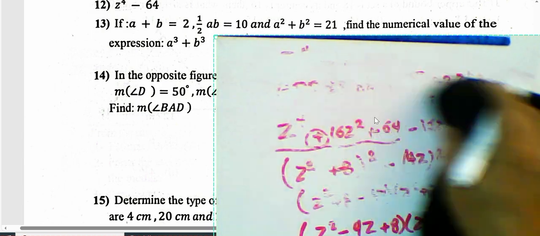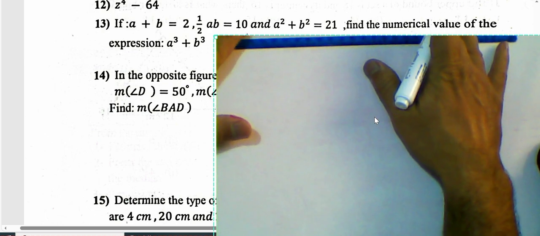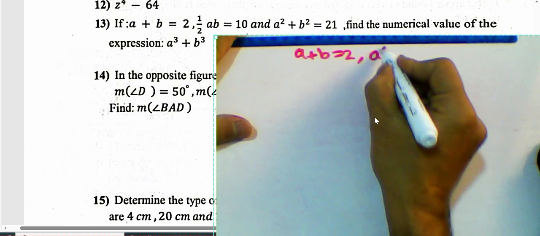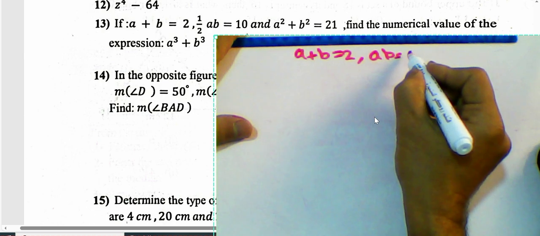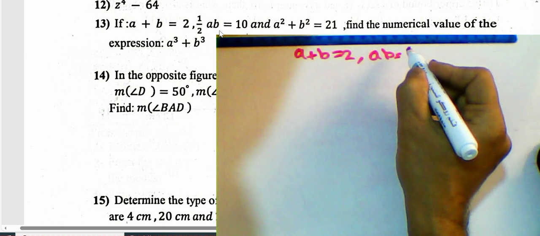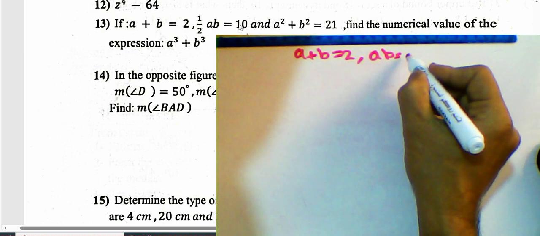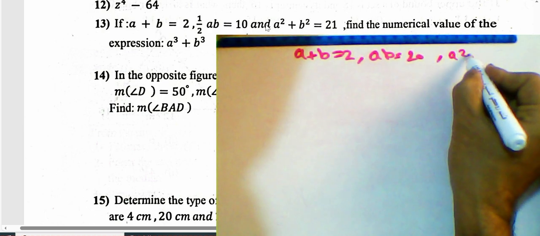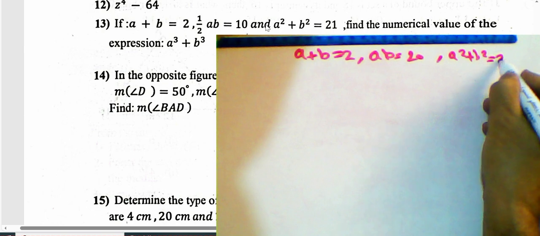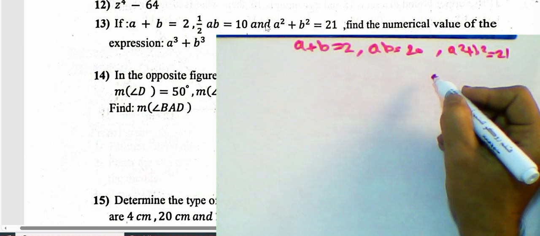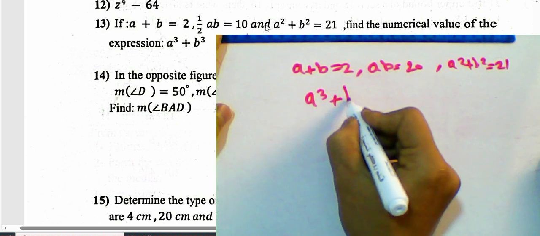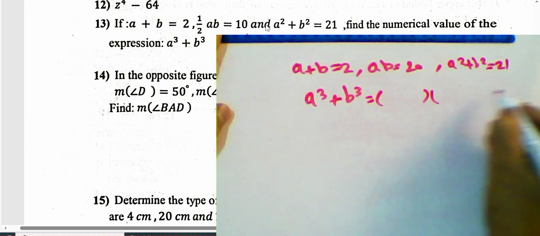We have here information: a plus b equals 2, and half of b equals 10, then a times b equals 20. Look here, half of a equals 10, then b equals 20. Understood? And we also have a power 2 plus b power 2 equivalent to 21. This example we can solve in the simplest form. We have a power 3 plus b power 3. You can factorize the expression.